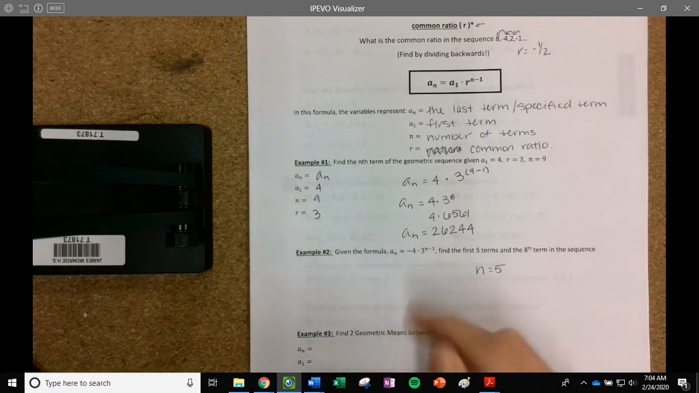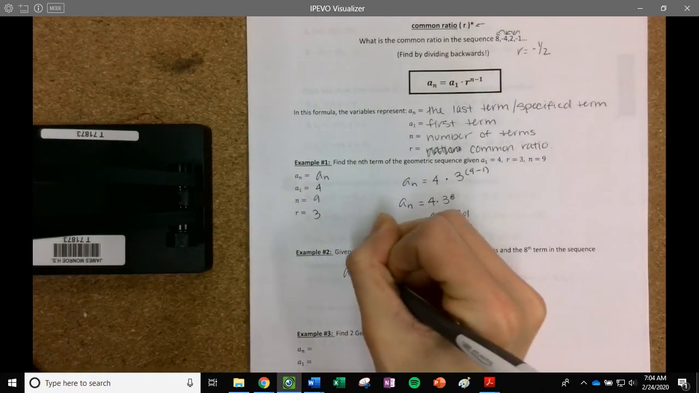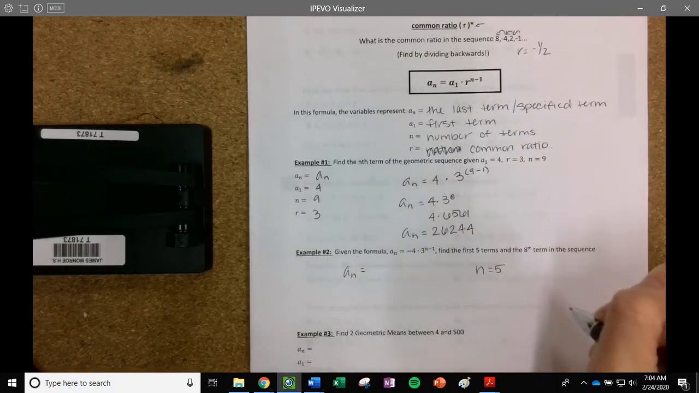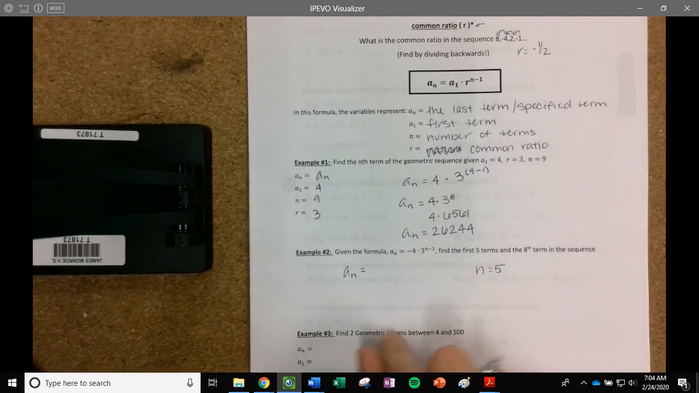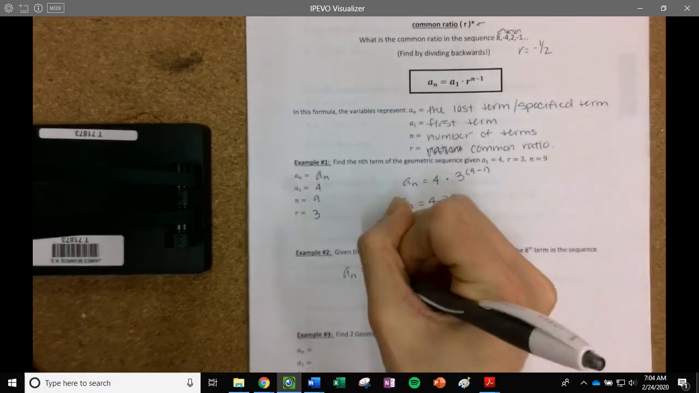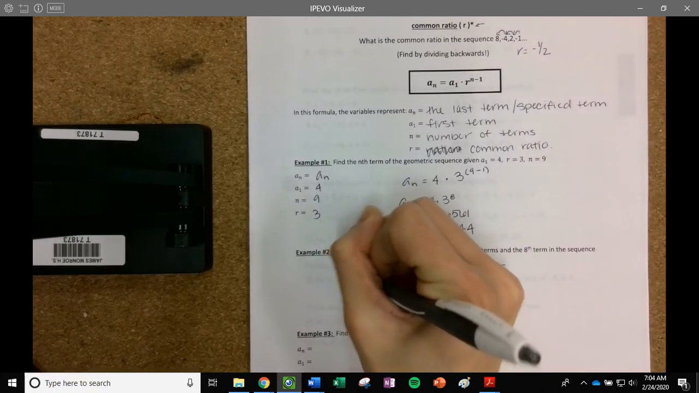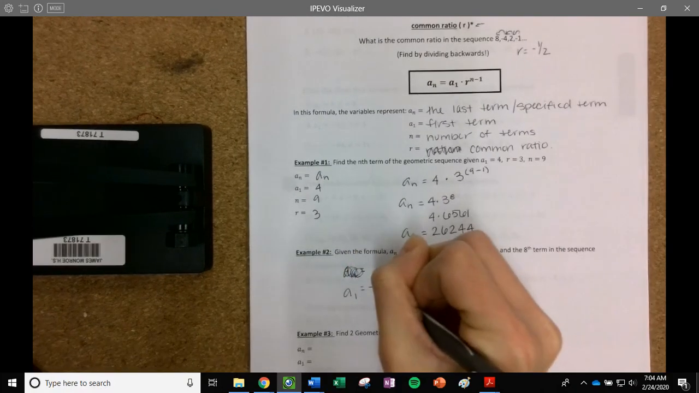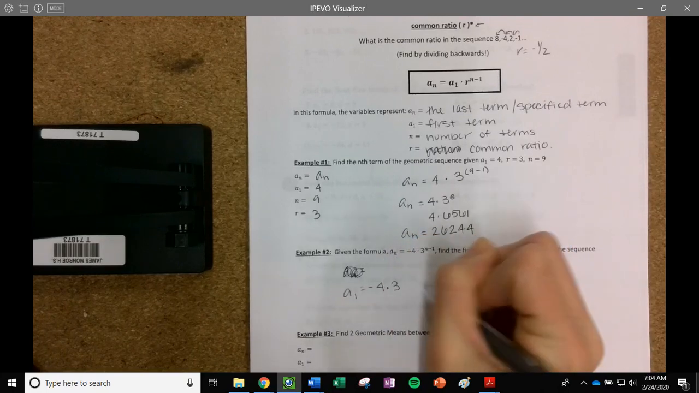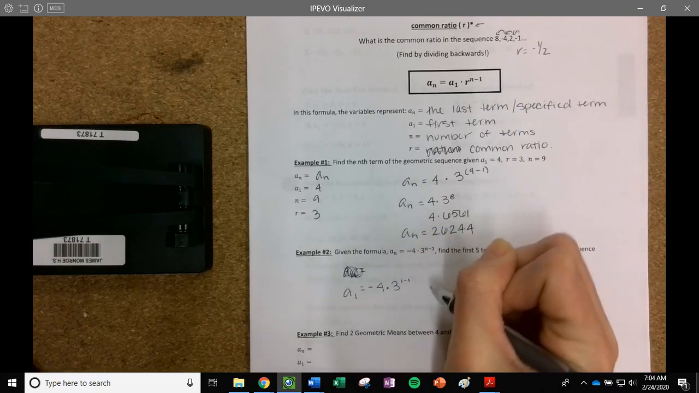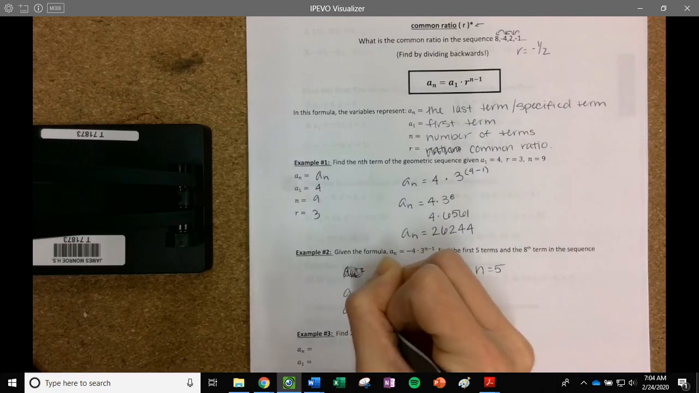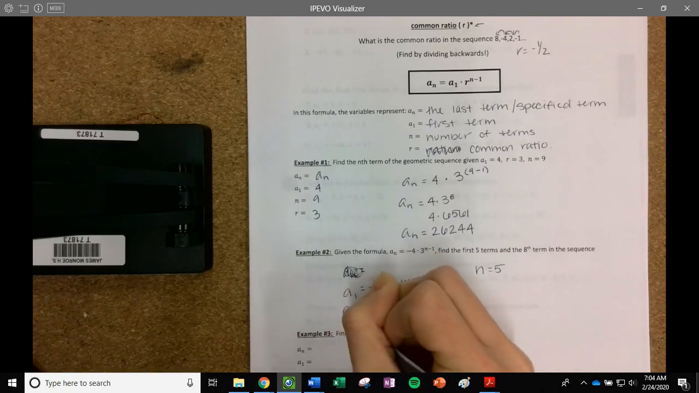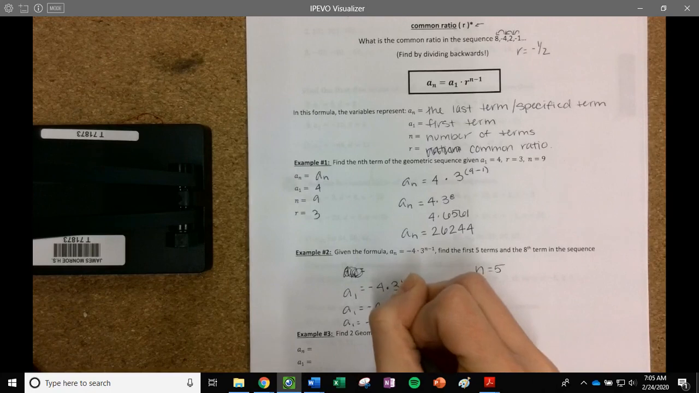So let's fill that in. Oh, hold on. We're finding the first 5 terms and then the 8th term. All right, so we're looking for a sub 1 equals -4 times 3 to the 1 minus 1. Anything raised to the 0 power, we know, is 1. So the first term of this sequence is going to be -4.